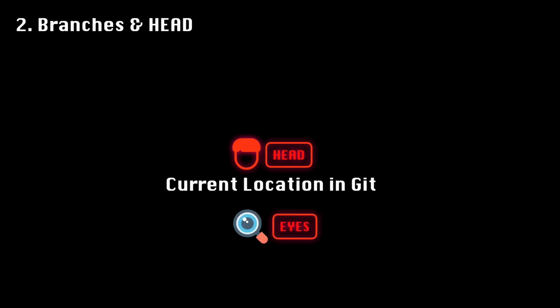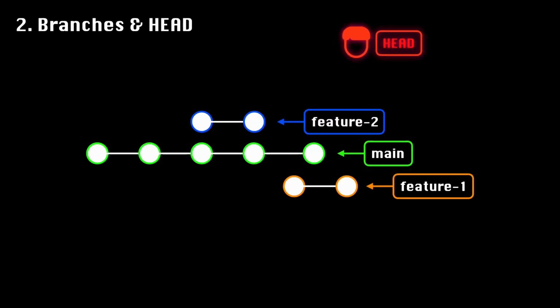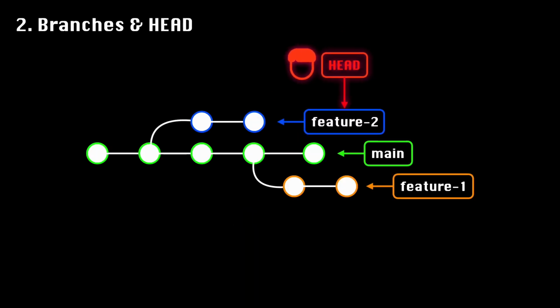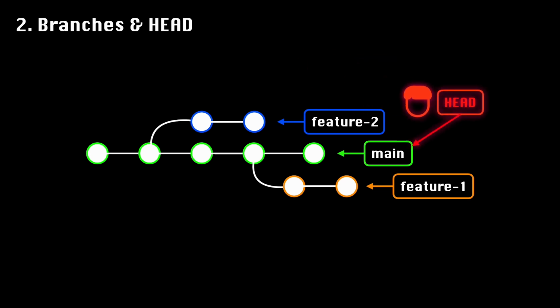Now, let's talk about branches and the mysterious HEAD. The HEAD, in all caps, is a special pointer in Git representing your current location within your repository. It is like your eyes. It shows you which commit or which branch you are currently looking at. If the HEAD pointer is pointing to a ref, such as feature 2, it means that your current active branch is feature 2. This applies to all other refs, and these are branches within your project.